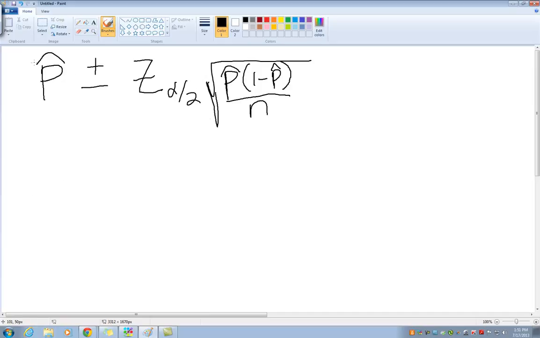In the last example, it was 26%. So this would be 0.26 here, 0.74 here, and 1910 was in the last example what we had for n, okay?